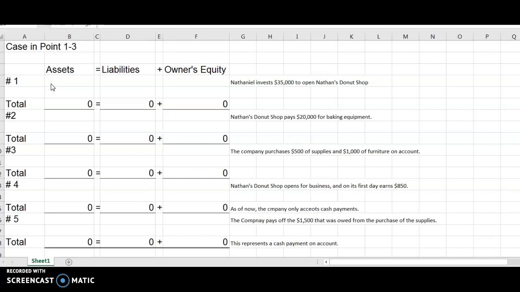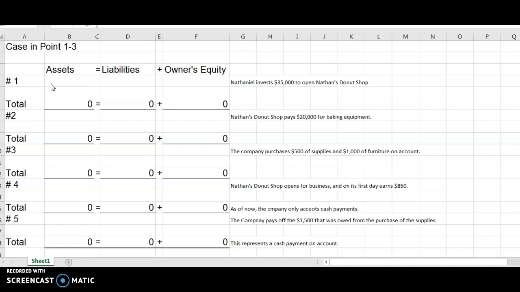Step 2. As a result of the investment, the company has more cash than it did before. Nathaniel's ownership interest has also increased, as he is now the owner of more assets. Therefore, both accounts have increased.